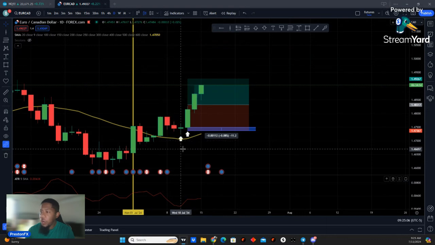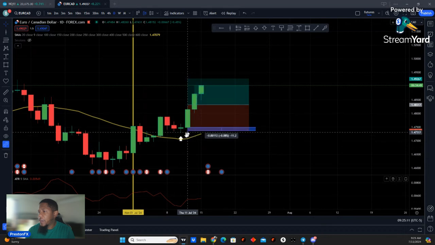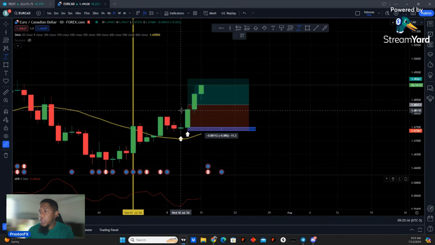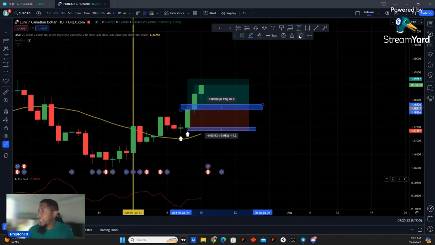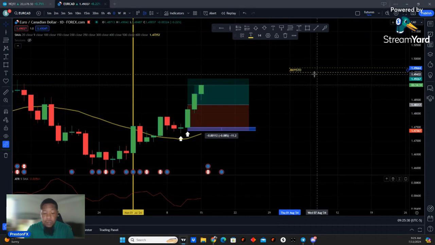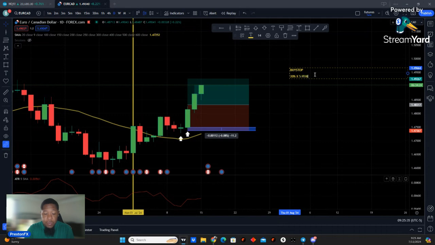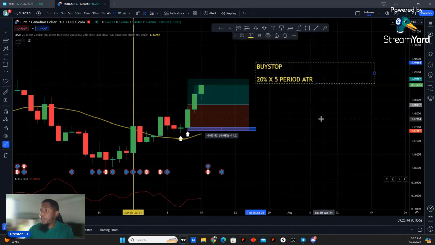As you can see right here, this is my first candle, and then my second entry candle, buy stop. Of course, I did it 20% times the ATR, which was about 19 or 20 pips. I'm going to write this down: for the buy stop, you're going to look at 20% times the 5-period ATR. Make sure you write that down. That is the entry, and the same thing would be for a sell stop.